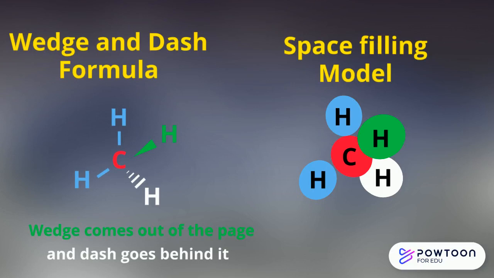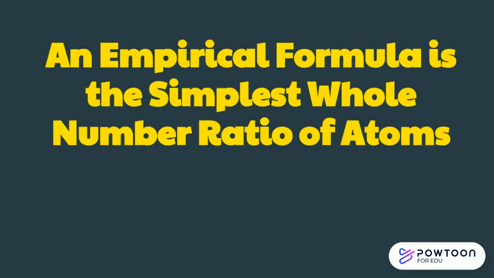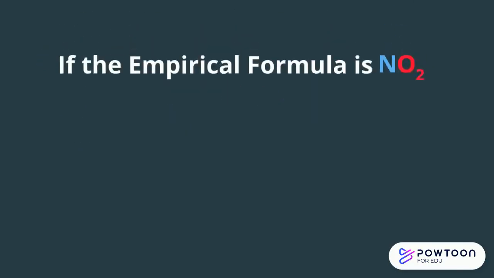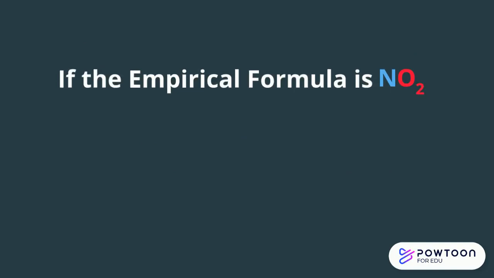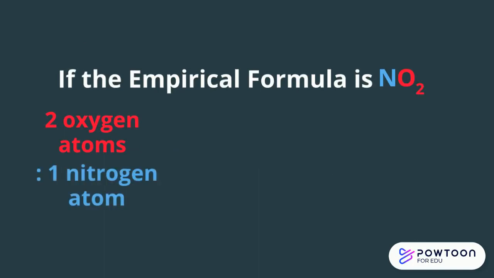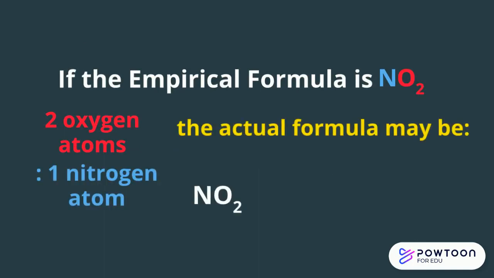An empirical formula is a chemical formula that shows the smallest ratio of elements in the compound. An example of an empirical formula is NO2. This formula tells us that there are 2 oxygen atoms for every 1 nitrogen atom. The actual compound may or may not be NO2, but must be some multiple of this.